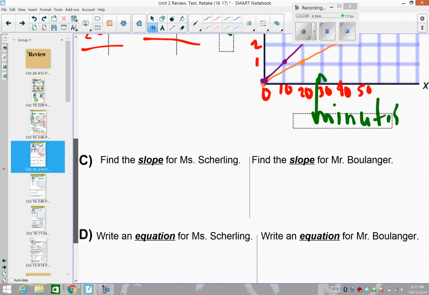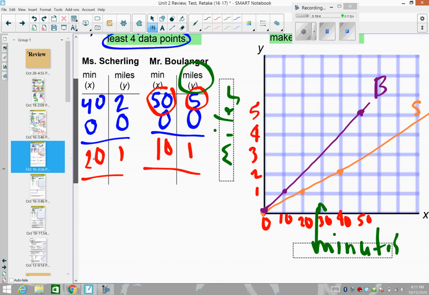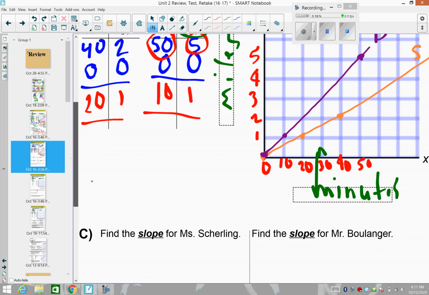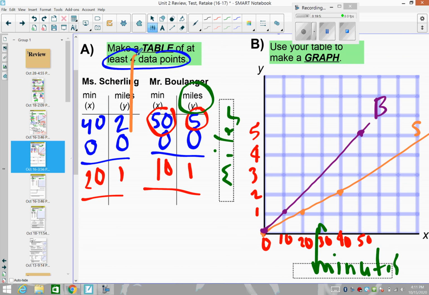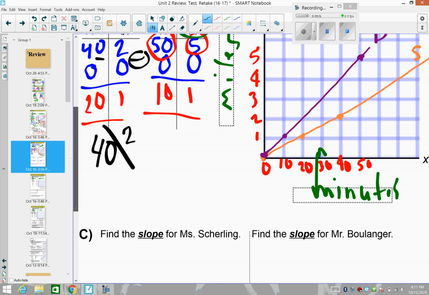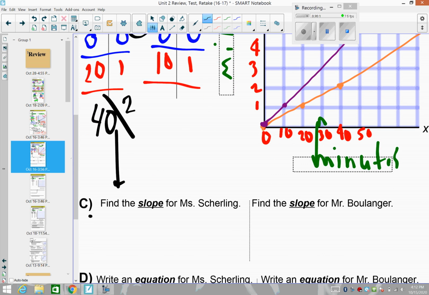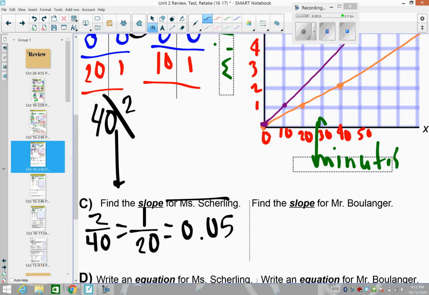Okay, that's that target. Find the slope for Miss Shirlene. Find the slope for Mr. Boulanger. So this time I'm going to use the data in the table to get my slope. So if I look at the data in the table, we would subtract our y's. So I'm going to subtract our y's, which gives me 2. I subtract my x's, which gives me 40. That reduces to, so 2/40 reduces to 1/20. And if we convert that to a decimal, which sometimes we like decimals, sometimes we don't, it is 0.05. These are all equivalent to each other.